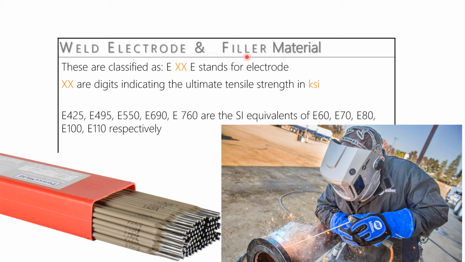The filler material used for welding is called an electrode. Electrodes are classified as EXX, where E stands for electrode and XX are digits indicating the ultimate tensile strength in KSI. For example, E425 is electrode 425 KSI. E495 is electrode 495. These in KSI are the SI equivalents of E60, E70, E80, E100, and E110 respectively, which are in the FPS unit system, while the others are in the metric unit system.